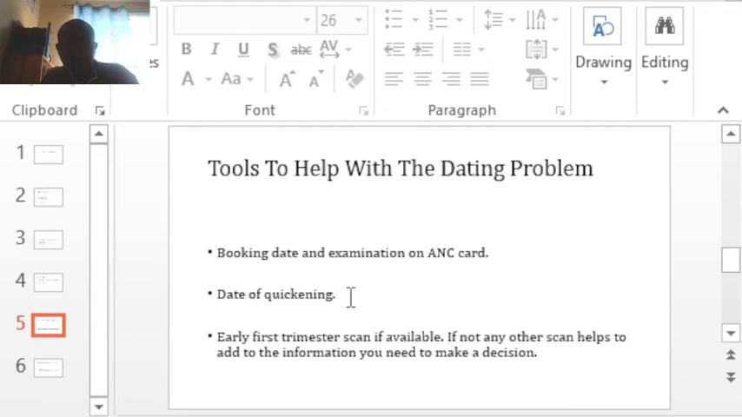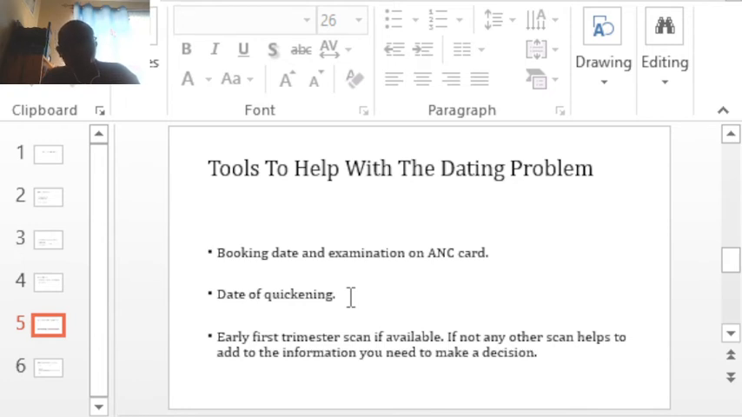In this case, you are not sure if she's post-dates, or maybe the pregnancy is preterm. So these are the tools that you can use. For example, you look at the booking date and the examination on the antenatal record. If she booked, let's say, on 22 May, and at the time of booking her height of fundus was probably 22, that gives you an idea that on such and such a date in May, her height of fundus was 22. So it gives you an idea of the gestation age. If the height of fundus was 22, it puts the gestation age at around 22.